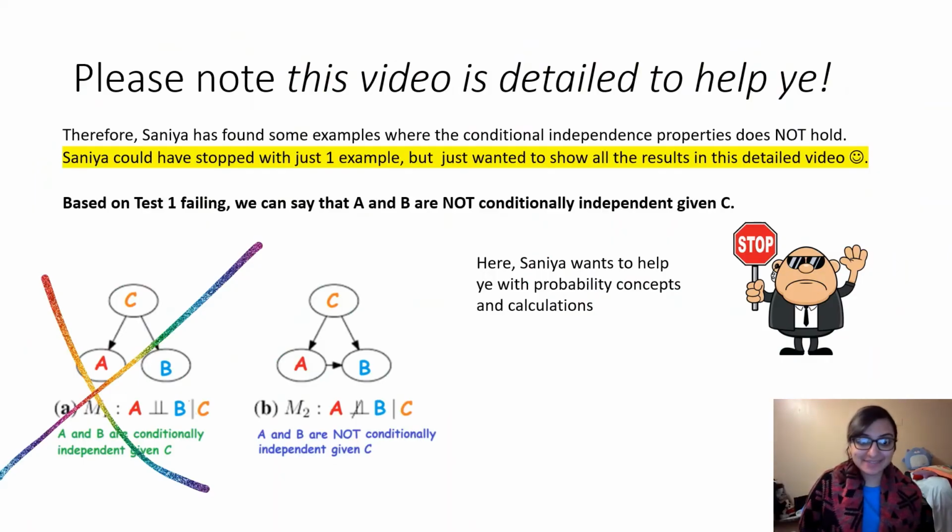Thus, you'll see that I found some examples where the conditional independence properties do not hold. I could have just stopped with this one example now that we found it, and that's what I do in the short video. Again, please see the bio, please do subscribe. I have a shorter video where we stop at the first example, but here I want to show you all the 8 tests so you can follow along and understand the concepts. But basically, we already know that A and B are not conditionally independent given C. That much has been established now.